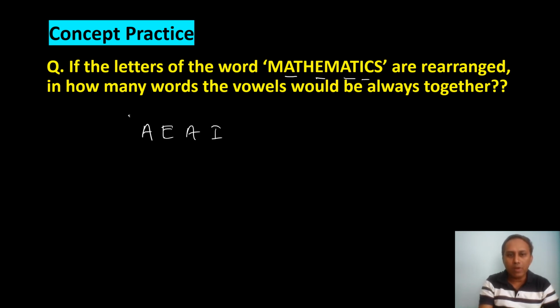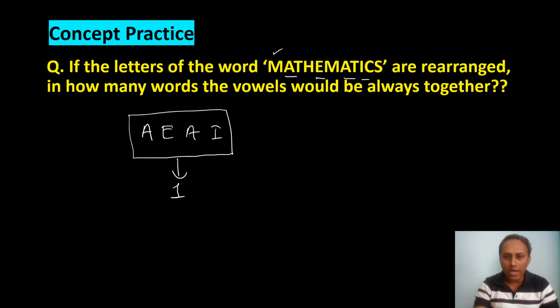So put them in a box. This vowel group should be treated as one object, and how many consonants remain? 1, 2, 3, 4, 5, 6, 7. So 7 consonants, right? So what is the total arrangement?